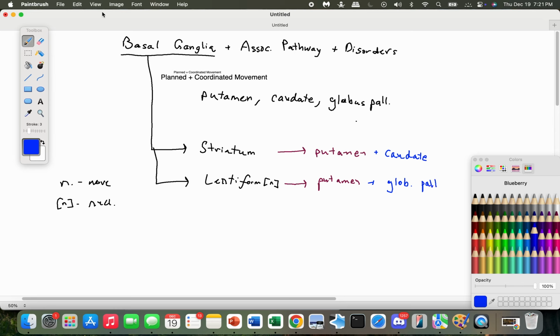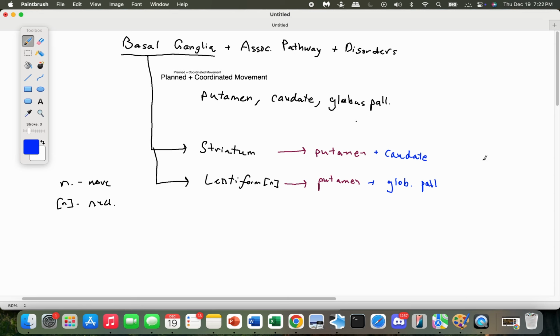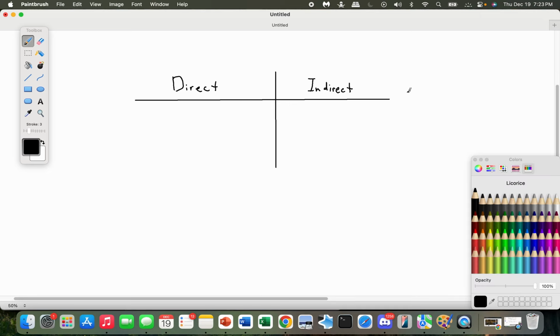Okay, now that we have this out of the way, it's going to make a lot more sense as to how we memorize the direct and indirect pathways. Direct and the indirect pathway. And both of these are going to be involved in motion. The direct is going to cause the stimulation of motion, and the indirect is going to cause inhibition of the motion. So to memorize these, it's really simple.